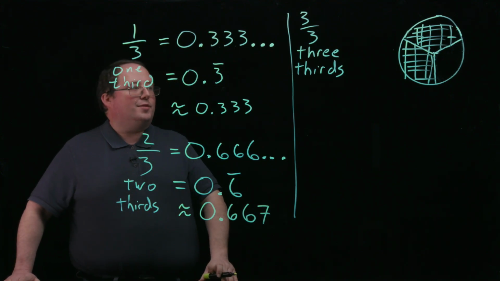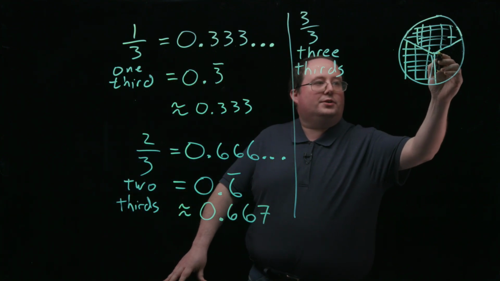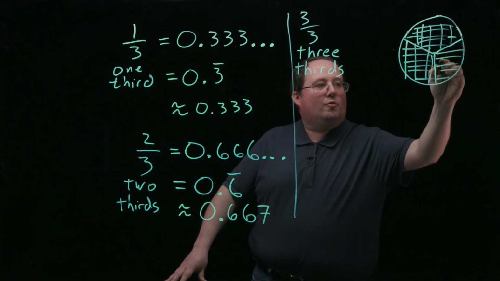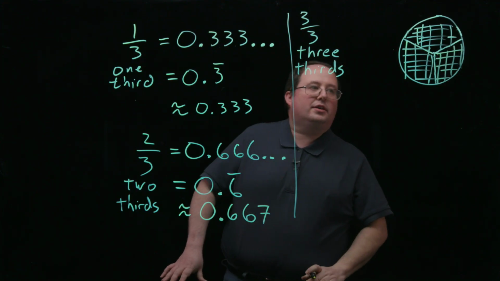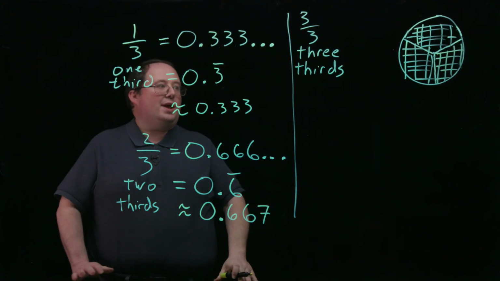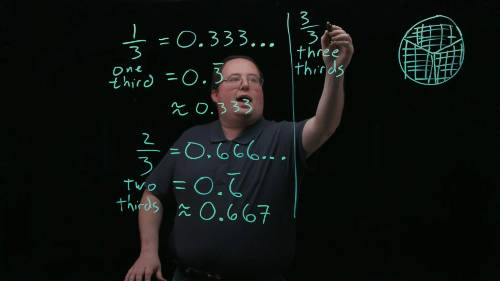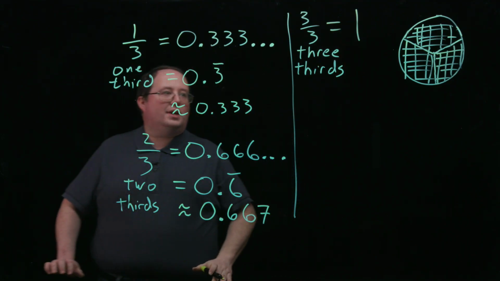And finally, we have 3/3. So 3/3 would be, we'd shade in this last 1/3 piece. So now we have the entire whole, and 1 whole is represented by 1.